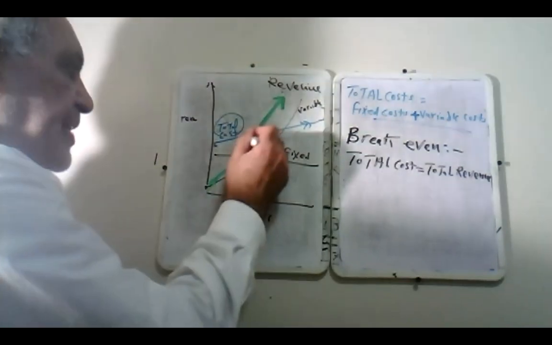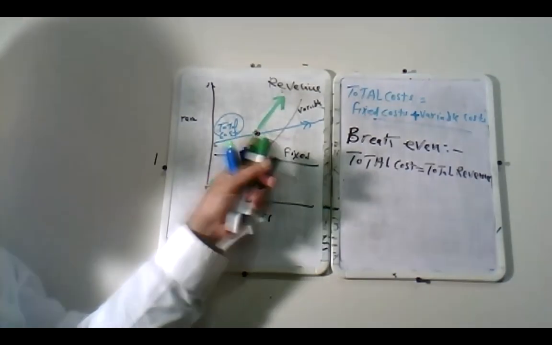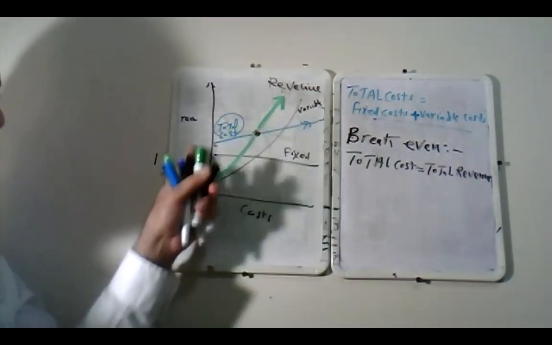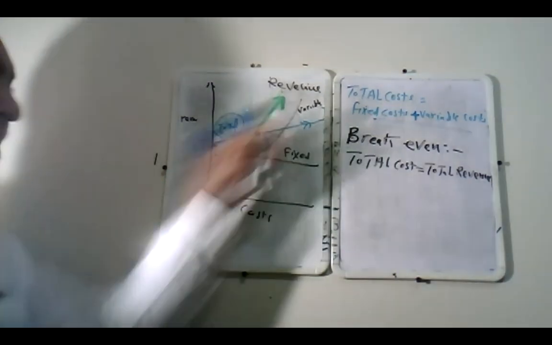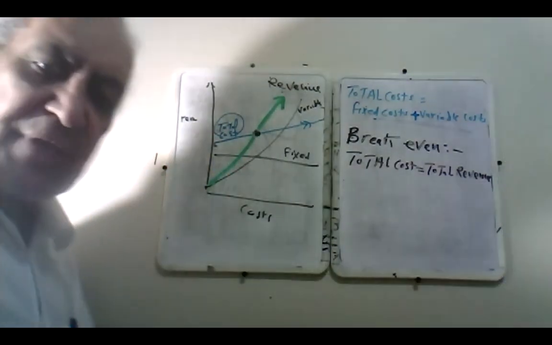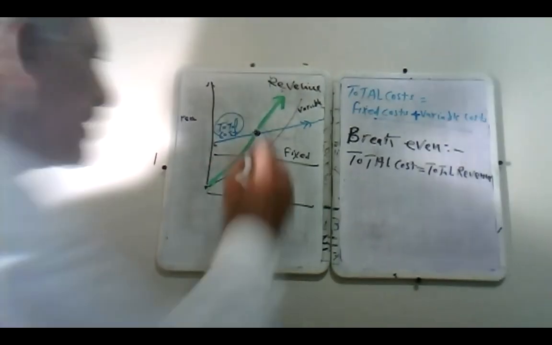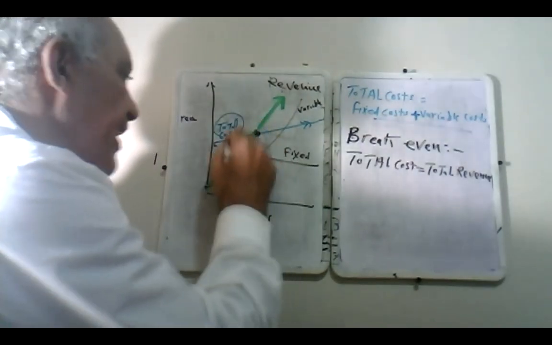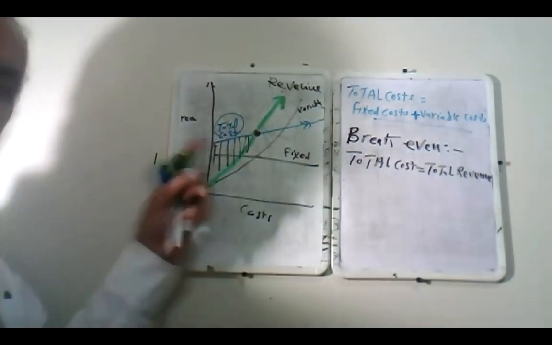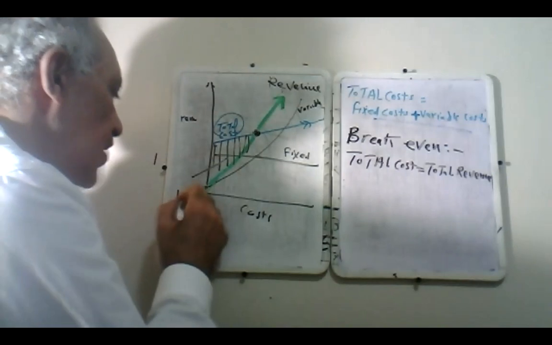Here, in the drawing, at this point, both of them intersect: the total revenues in green and the total costs in blue. At this point, no gains, no losses. Before this point, in this area, this is an area of losses.